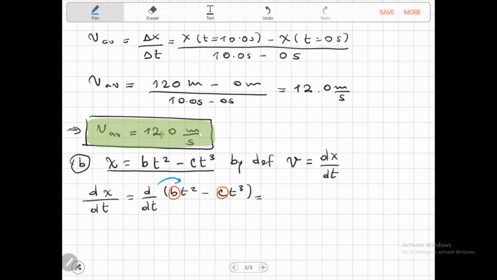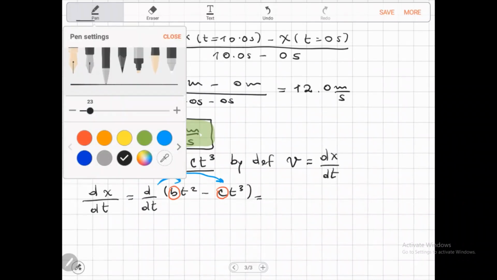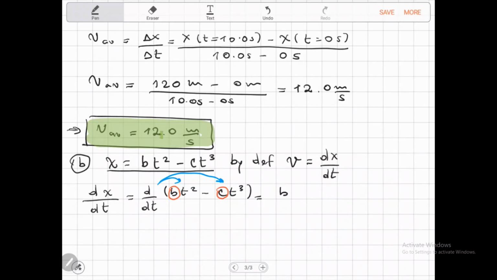And that's what matters. So we derivate this term, and we derivate this term as well. So what we do here is, because b is constant, it goes out of the derivative, right? So b derivative with respect to time of t squared minus c derivative with respect to time of t cubed.